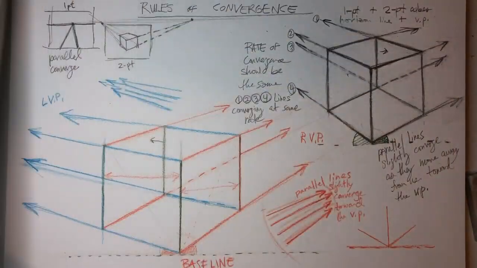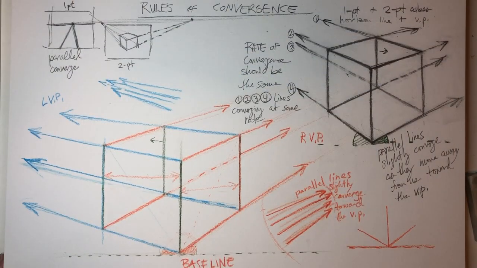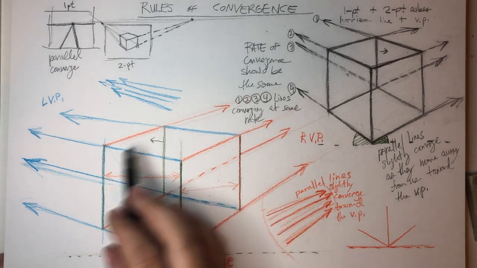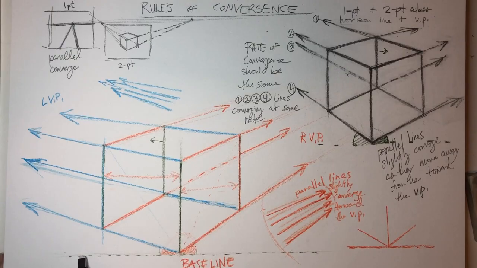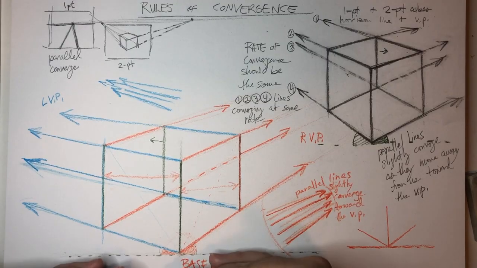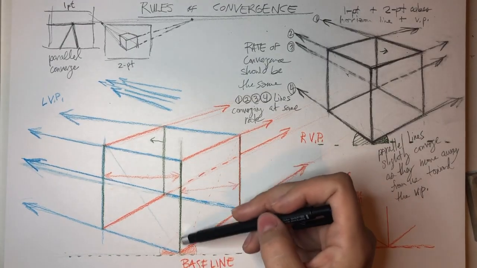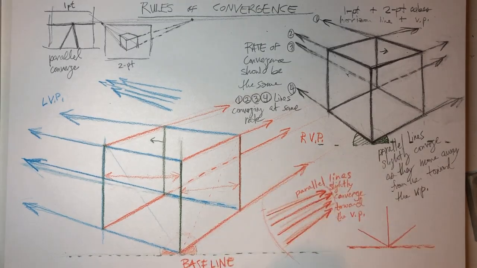But another thing I wanted to talk about is the baseline. So you can see here on this example, I've drawn a baseline, which is basically a theoretical horizontal line that just touches the bottom edge of my leading edge of my cube.